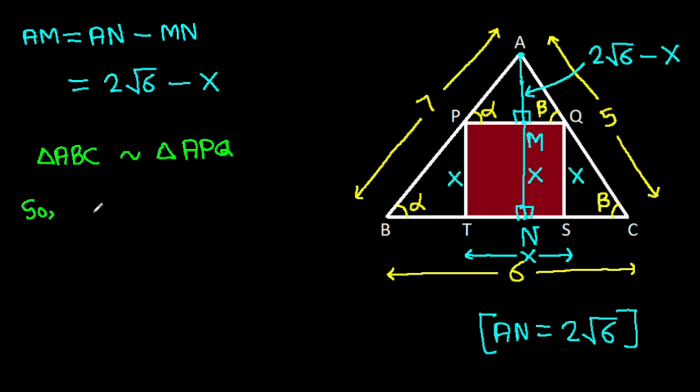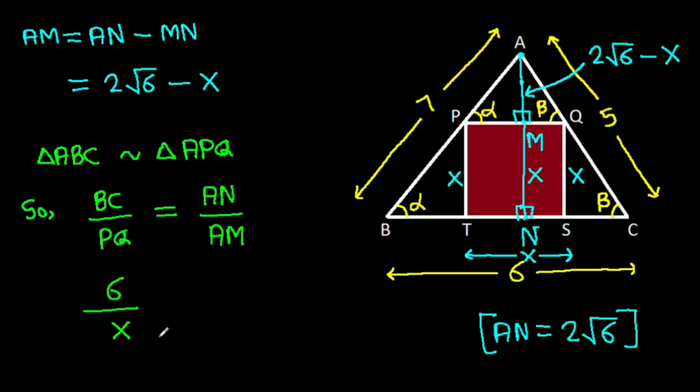because angle alpha is equal and angle beta is equal. So BC over PQ will be equal to AN over AM, and BC is 6 over PQ is x, it is equal to AN is 2 times root 6 over AM is 2 times root 6 minus x.